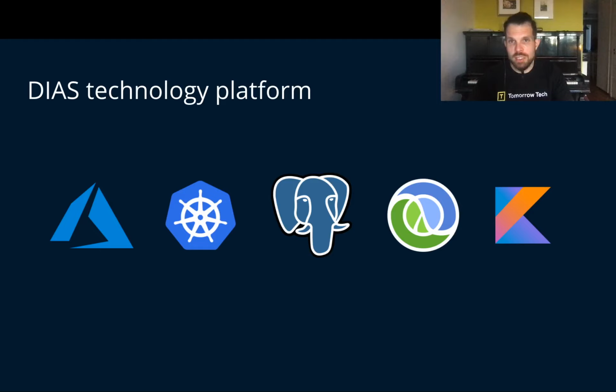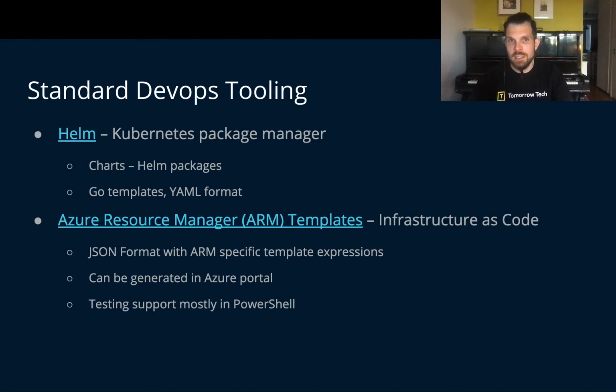Kubernetes, PostgreSQL and Clojure were familiar tools for the team before building this platform. Azure and Kotlin were something that we had to really learn along the way. And while we are using these platforms, these cloud services, the standard tooling that we used to get things up and running were Helm and ARM templates.